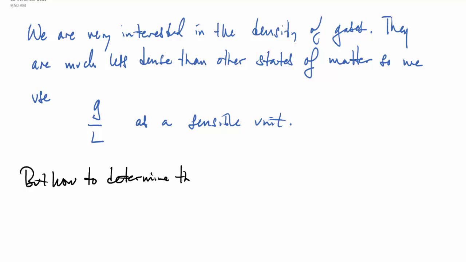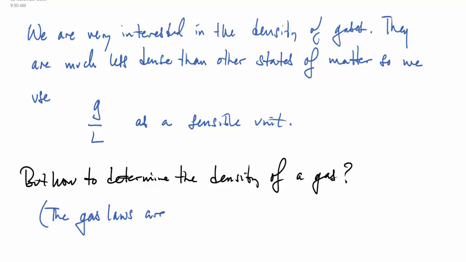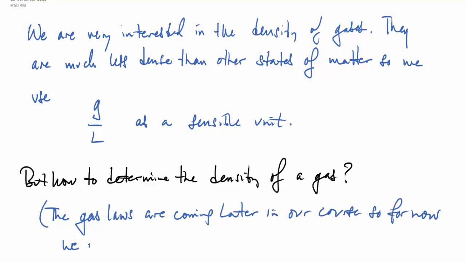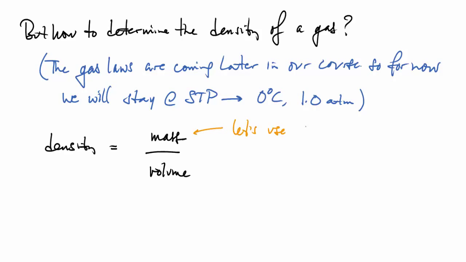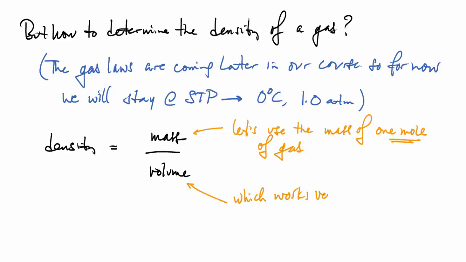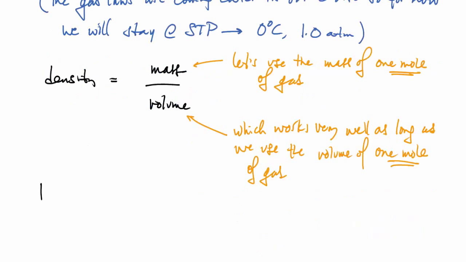But the question is how to determine the density of a gas. Well, since the gas laws are coming later in our course, for now, let's try to stay at standard temperature and pressure, which is 0 degrees Celsius and 1 atmosphere. Okay, so we have density equal to mass per unit volume. We know that from before. And let's try to use the mass of 1 mole of gas here. That's a sensible mass. And we'll try to use the volume of 1 mole of gas over here too. And of course, we know the volume of 1 mole of gas at standard temperature and pressure is 22.4 liters.